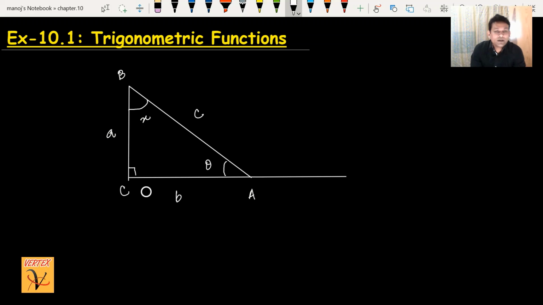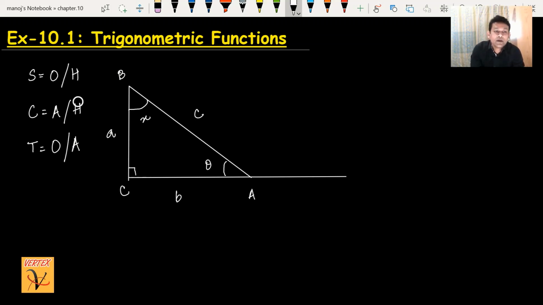How many formulas are there to be used here? First, the trigonometric ratios. As we know, SOHCAHTOA: sine is opposite upon hypotenuse, that's the SOH. Then CAH: cos is adjacent upon hypotenuse. And TOA: tan is opposite upon adjacent. So we have these rules for the trigonometric ratios, and the hypotenuse is opposite to the 90 degree angle.